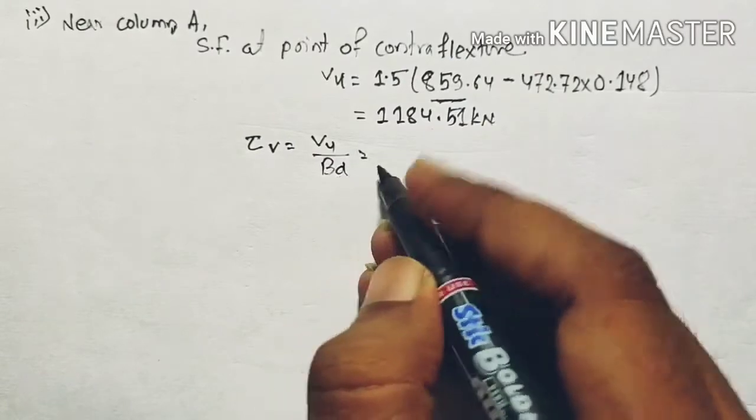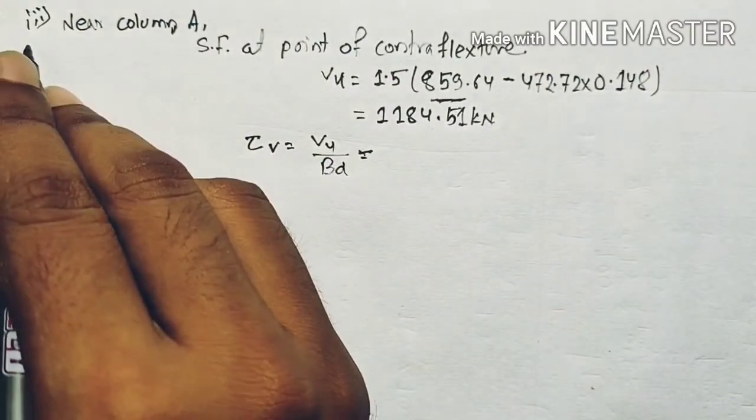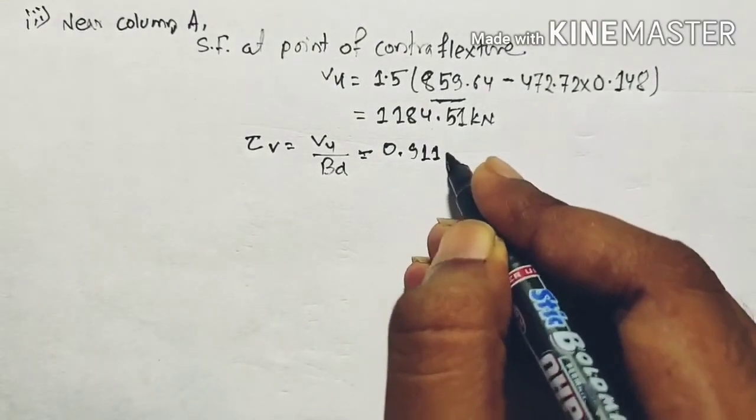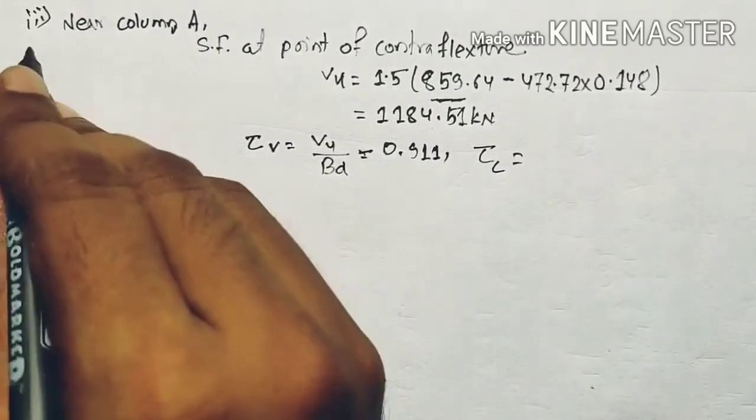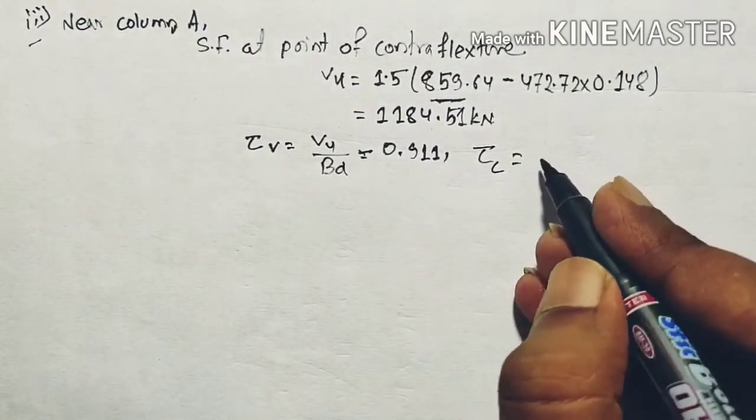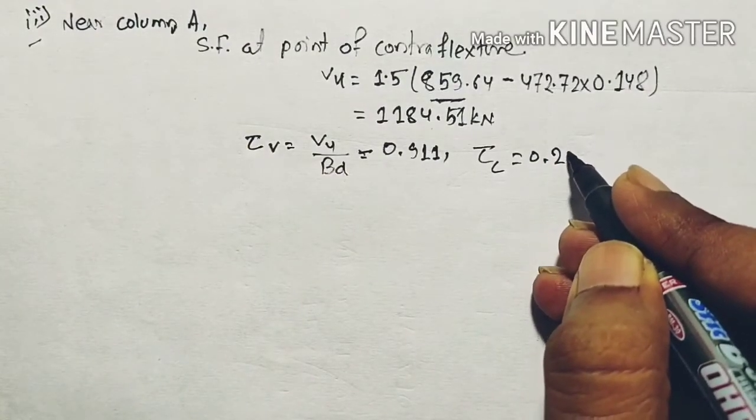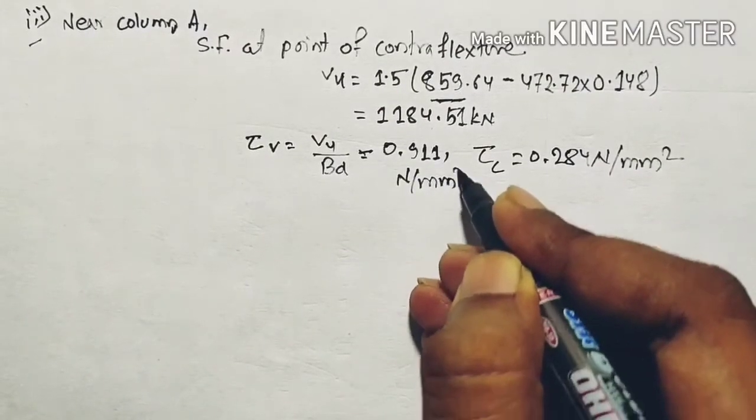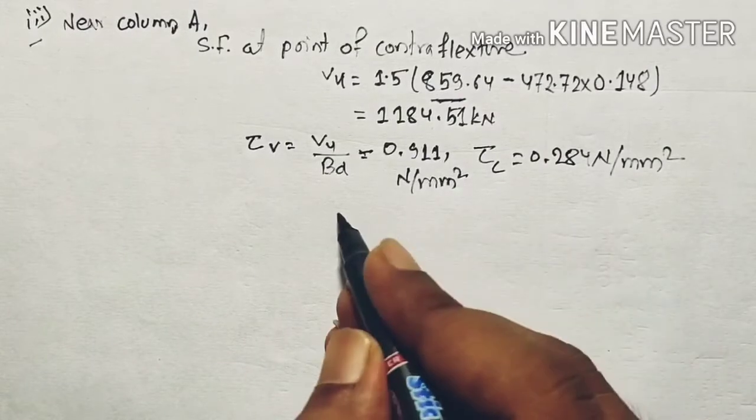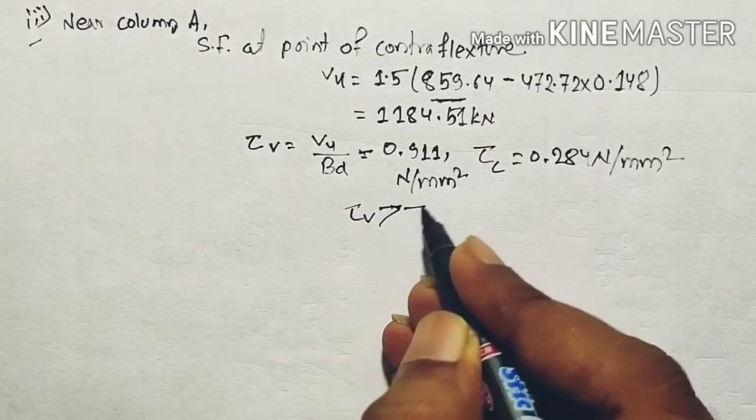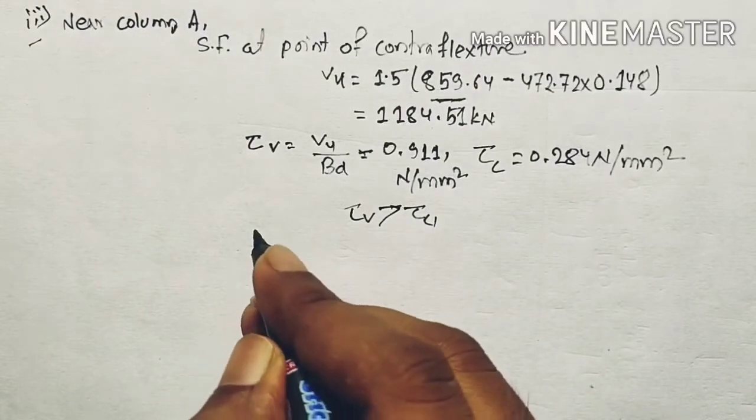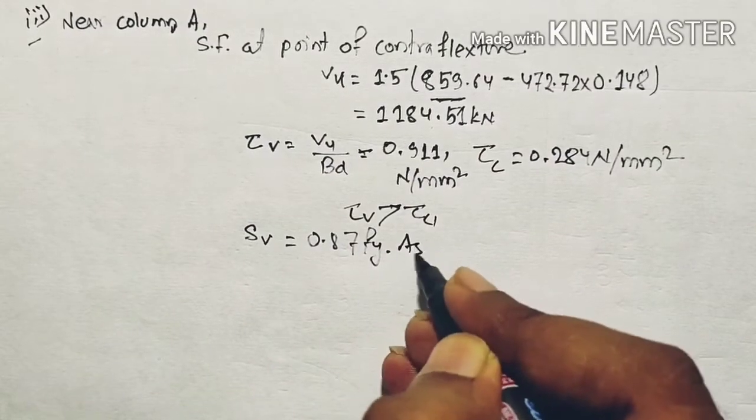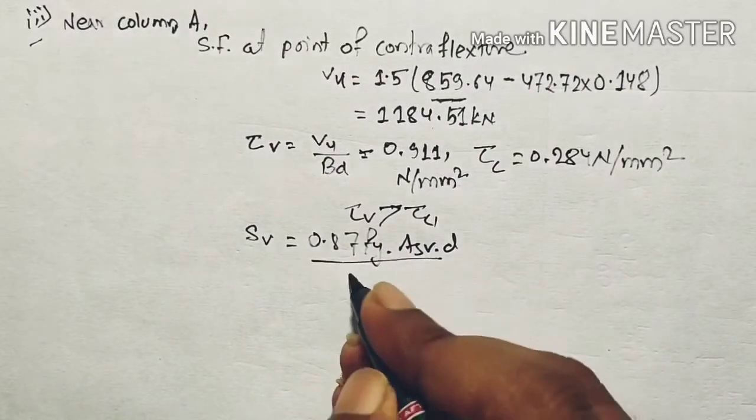Now putting the value of Vu, and the value of Bd is similar, which we have done in 1 and 2. So we will get here value of tau V equals to 0.911, and the value of tau C will be same, which we have found in second point. So that is 0.284 Newton per millimeter square. Now again, as we can see here, tau V is greater than tau C, so we need to apply a shear reinforcement, that is Sv equals to 0.87 Fy into Asv into d by Vus.